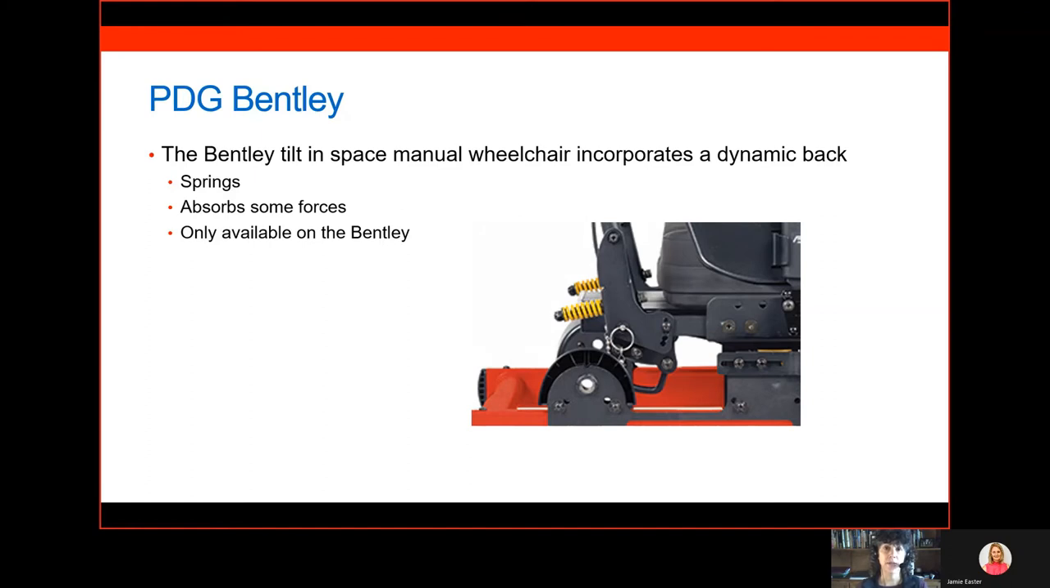PDG has a manual chair called the Bentley, and it's a tilt and space chair. It's a very durable chair. It has an option of these springs that you can see behind the back canes, and they absorb some of the forces that the client may exert throughout the seating system, primarily of hip extension. And again, these are only available on the Bentley.